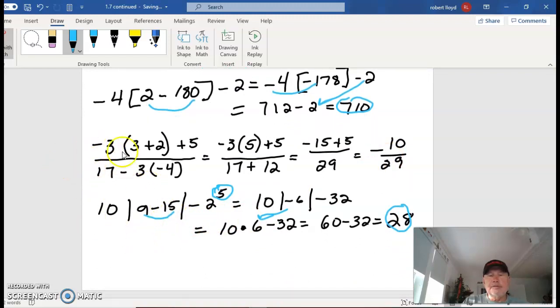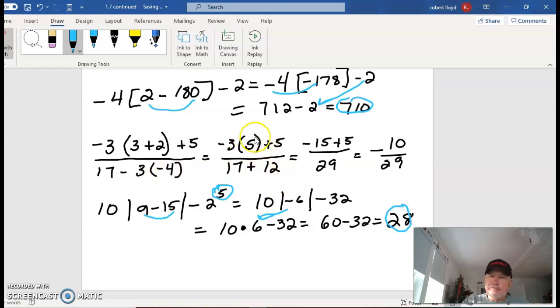And the last one we'll have is a fraction. So we have negative 3 times the quantity of 3 plus 2 plus 5 over 17 minus 3 times a negative 4. So we do the parentheses first. Negative 3 times the quantity of 3 plus 2 becomes 5 plus 5. Here, 17, and then a negative 3 times a negative 4 would make a positive 12.